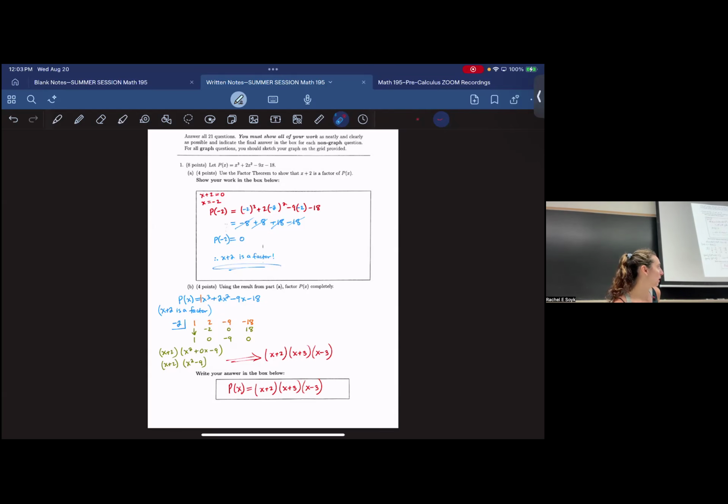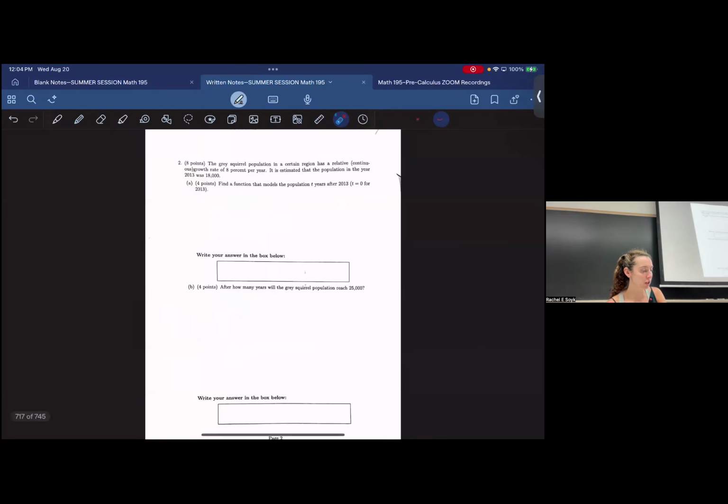You want to use the remainder theorem in order to find the remainder if you're given a factor in the problem. But again, partial credit if you use long division. Right. Question 2.